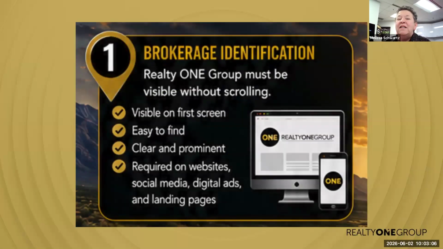Number one is broker identification. And I think some people thought that this doesn't apply to website, social media, digital ads, or your landing pages. And that would be absolutely not correct. Please make sure that online, Realty One Group must be visible without scrolling. So if you've got a landing page that people are coming to from a QR code you put out there, Realty One Group has to be visible, right? When they get on that page.